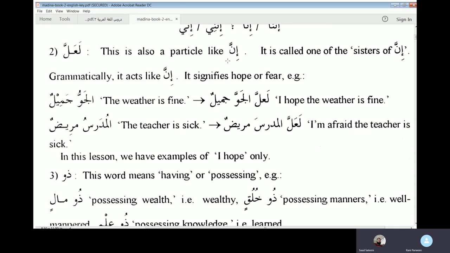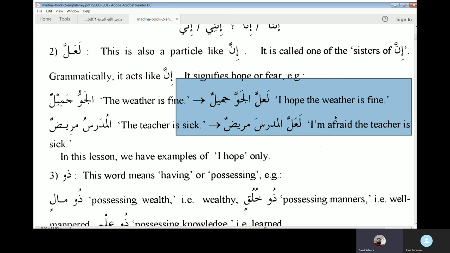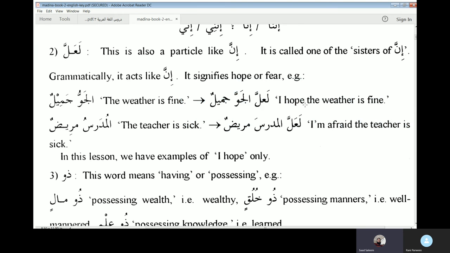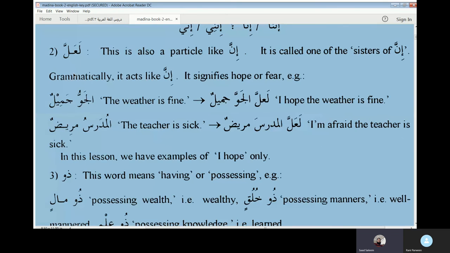Yes, it depends on the sentence. In some sentences la'alla means hope, and in some sentences it means fear. The examples of both hope and fear are written here. In this sentence, la'alla means hope, and in this sentence, la'alla means fear. One is a positive meaning and the other is a negative meaning. It depends on the sentence.